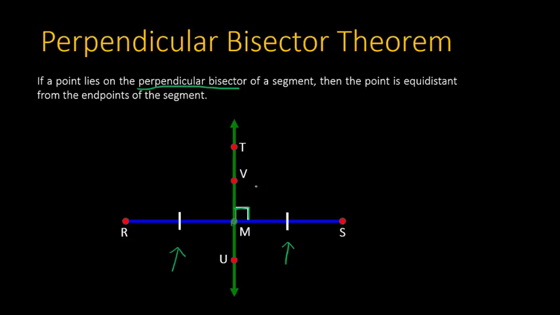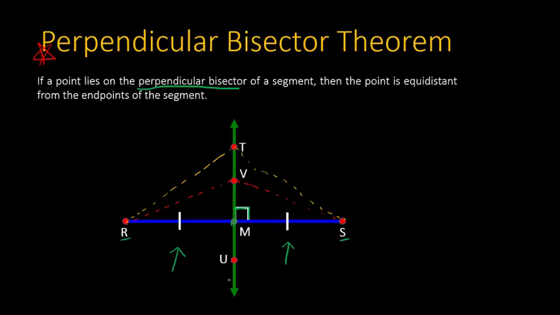And I'm saying any point on this line will be equally distant from the endpoints of my segment in blue, so R and S. Just as an example, let's look at point T. If I measured TR and I measured ST, they would be equal. If I measured RV and I measured VS, they would be equal, and so on and so forth. Hopefully this seems somewhat intuitive to you, but this is established by the perpendicular bisector theorem. And it's any point on the line.